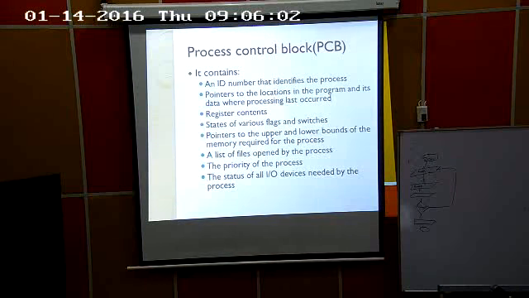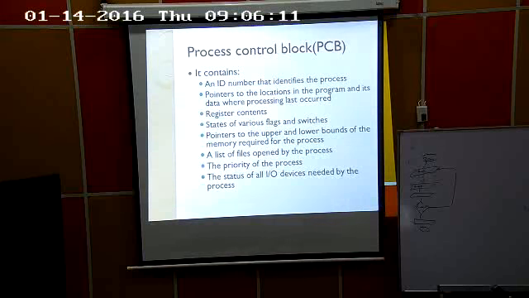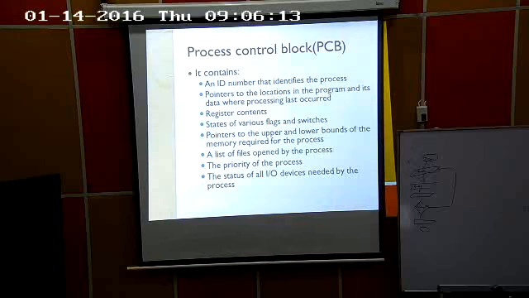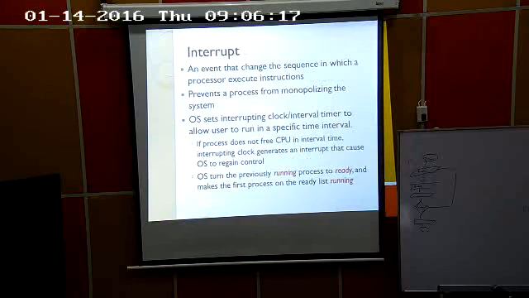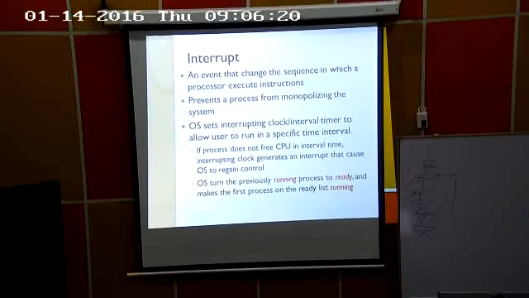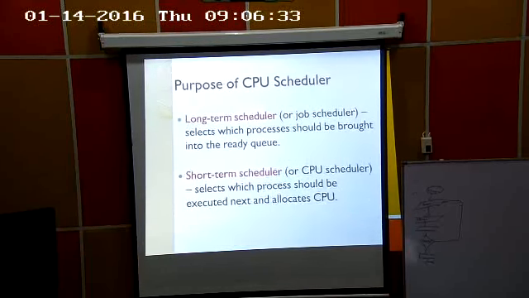The process control block, or PCB, contains the ID number, pointers, registers, state, the list, and the status. For interrupt, you can read: an event that changes the sequence in which a processor executes instructions. An interrupt happens when the sequence of events is changed.